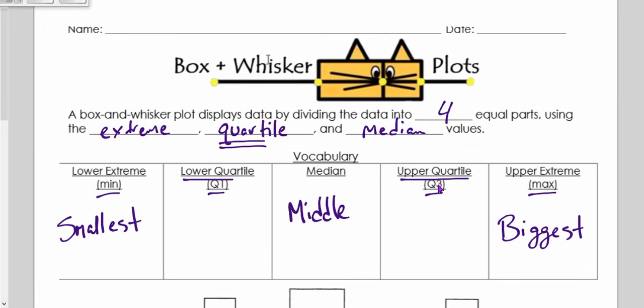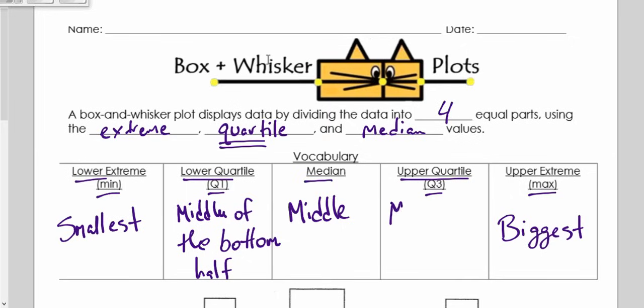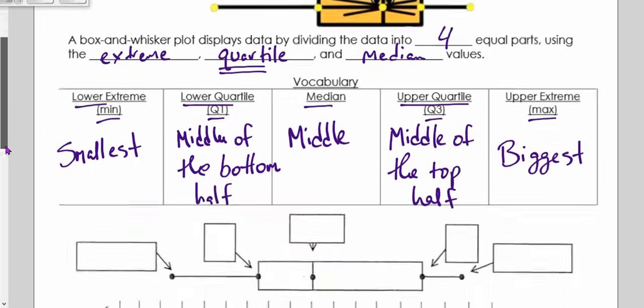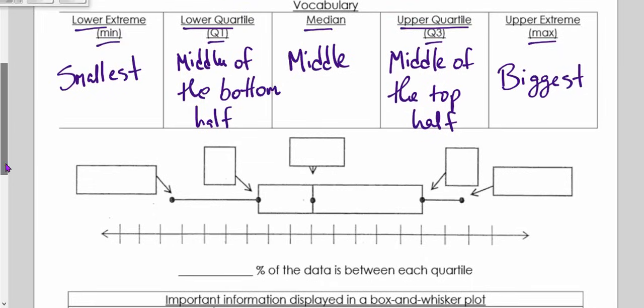And really all that's saying is that we're going to split the bottom half. So we have the lowest number, the middle number. We're going to split this bottom half in half again. It's the middle of the bottom half. Sorry, I got sloppy there. That says middle of the bottom half. And then this says the middle of the top half. All right, so we're splitting this into fourths. That's what quartile really is saying there. And that's what this visual is going to show.